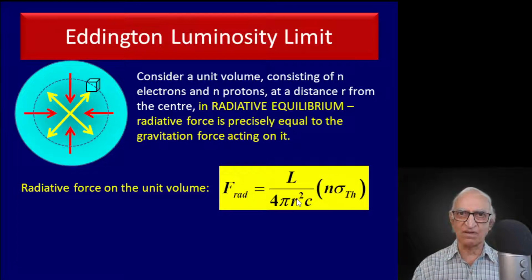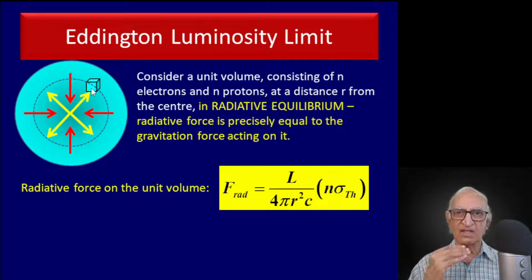Now, to calculate the total radiative force on the unit volume, I have to multiply that by the effective area of whatever is in there in the unit volume. Now let us consider, for the sake of simplicity, that the unit volume consists of electrons and protons. So the star is essentially hydrogen. Each electron subtends a cross-section which is given by the Thomson scattering cross-section. And there are n electrons per unit volume, and therefore this is the total cross-section of all the electrons in the unit volume. Now you will say, what about the protons in the unit volume?